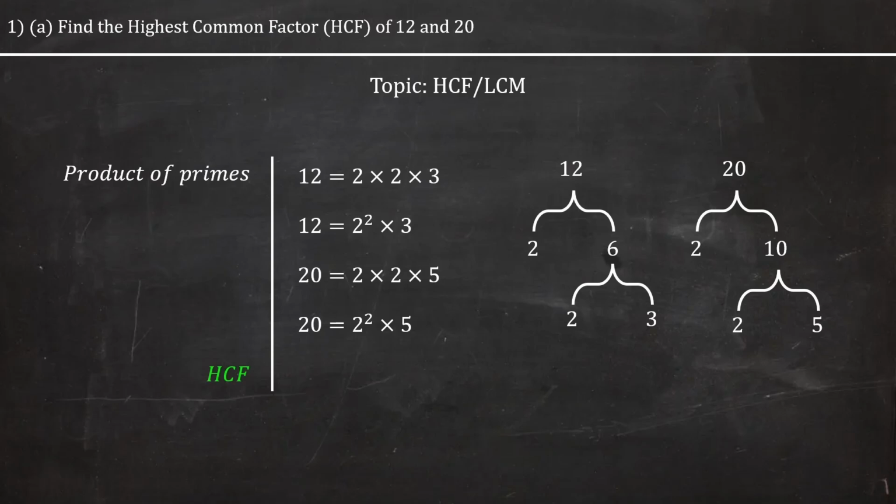Highest common factor will be the numbers that show up on both of them with the smallest power. So the only number that shows up on both of them is 2, and the smallest power between them is 2 squared. So 2 squared is 4, which is the highest common factor.